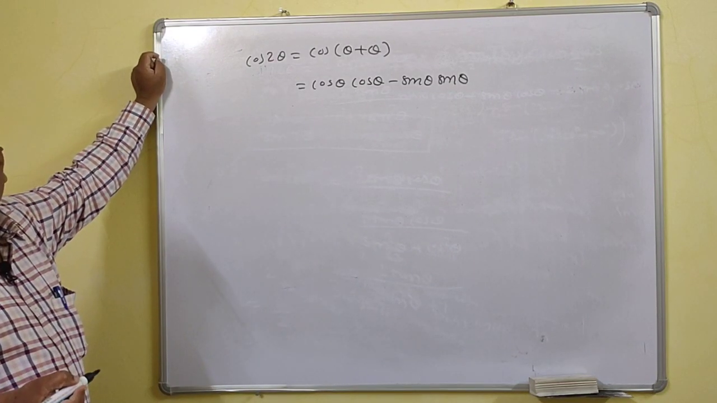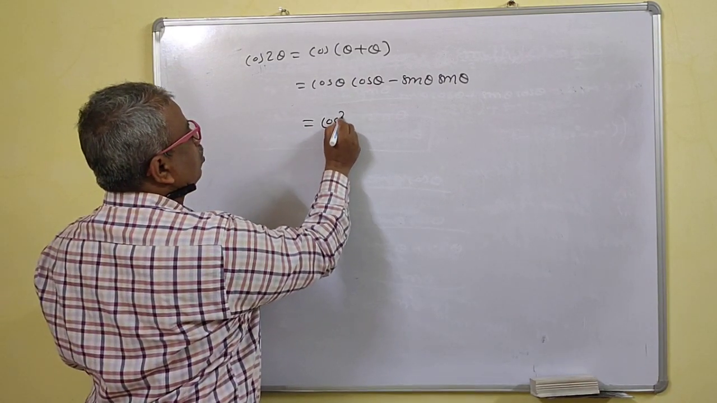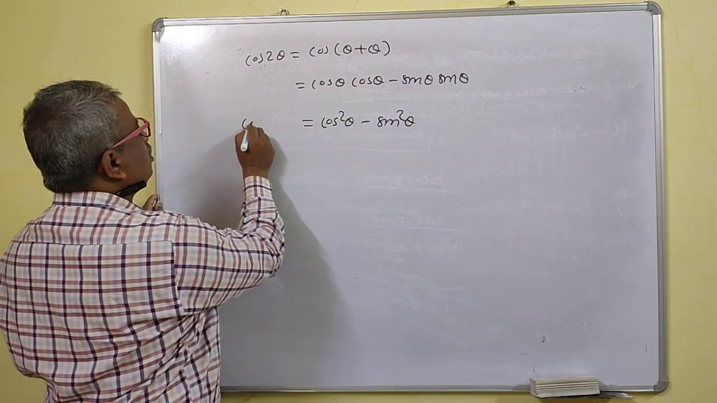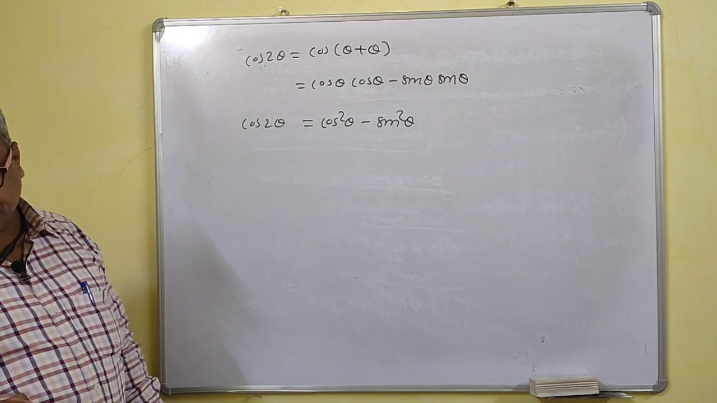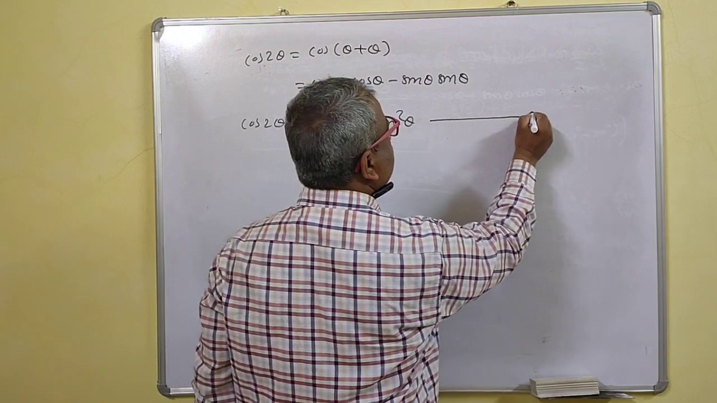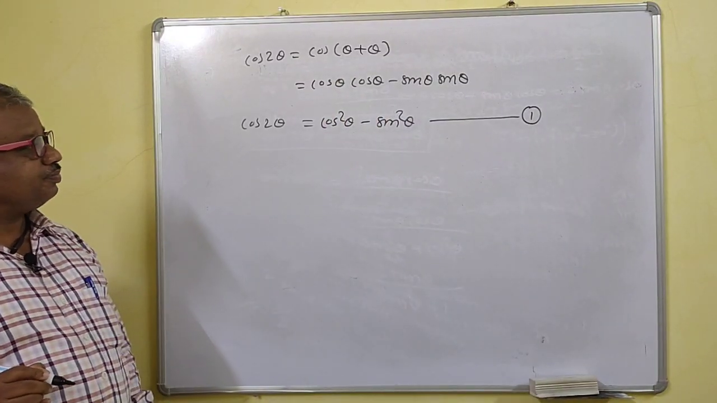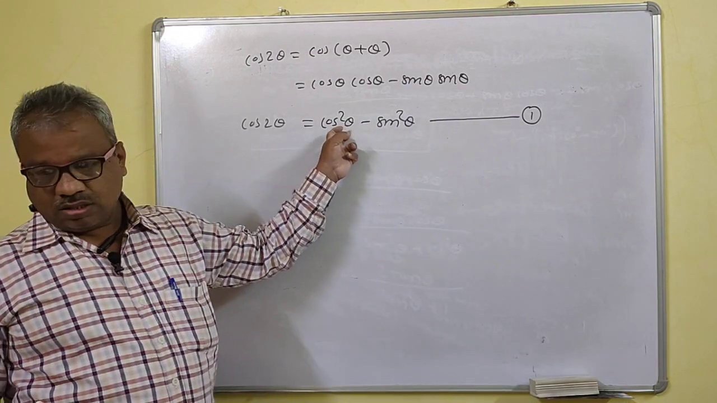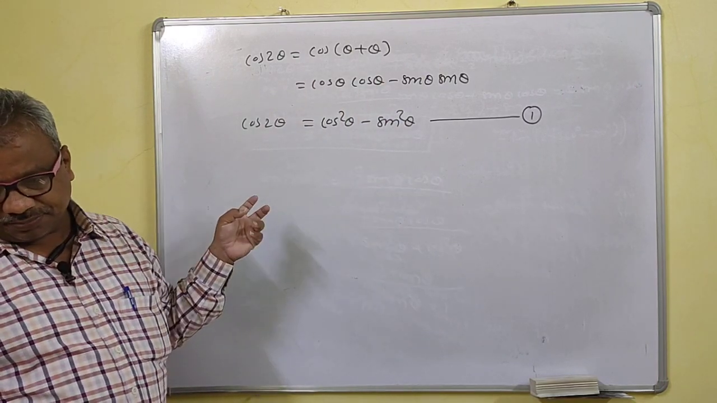So now cos theta into cos theta is cos square theta. This is cos square theta minus sin square theta. So this is the formula for cos 2 theta in terms of both sin and cos. We call this formula 1. This is the fundamental formula for cos 2 theta, with the help of cos A plus B.